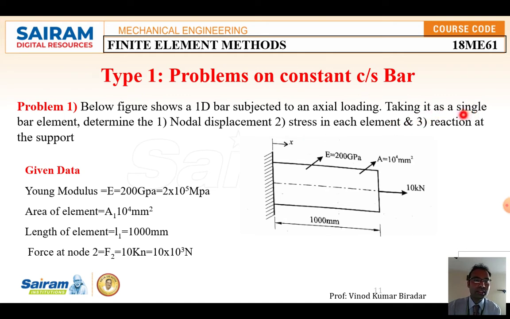This is most important, taking it as a single element. Bar element: determine nodal displacement, stress in each element, and reaction at the support. Here I am going to use the elimination method. That is the first method of handling boundary conditions. So first you have to analyze the diagram.